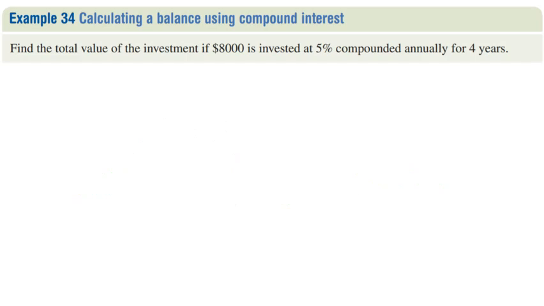Find the total value of the investment if $8,000 is invested at 5% compounded annually for 4 years. So the first thing I need to do is write out the formula. A equals P multiplied by, bracket 1 plus R divided by 100 to the power of T. Okay, so I need to work out what each part is and substitute it into the equation. The P, that's the principal, the starting amount. In this case, it's $8,000.